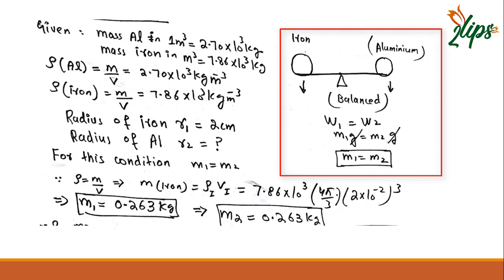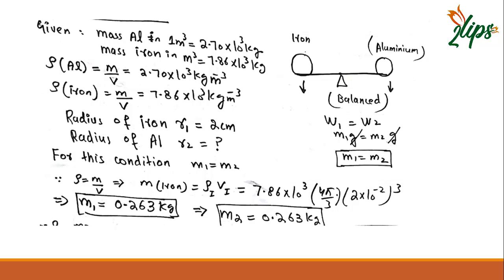So if we place these two spheres at equal distance from the center and they are balancing each other, it means their weights are equal. So I can write W1 is equal to W2. From there I can obtain M1 is equal to M2, means the masses of both spheres should be equal. So this is a condition here. So we know that the formula for density is M by V.